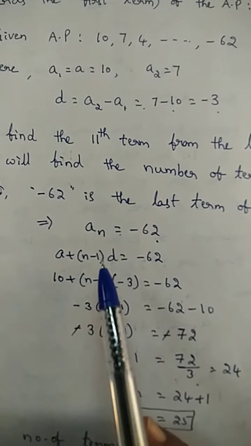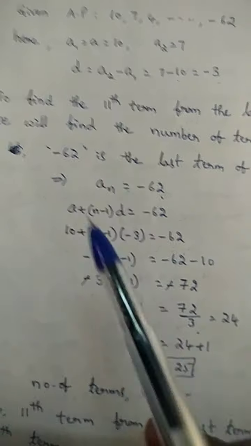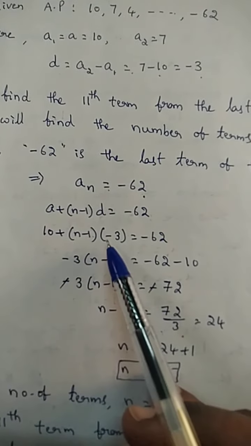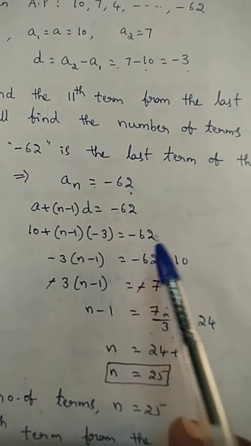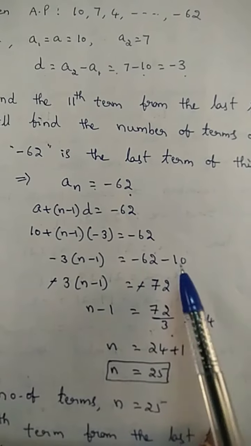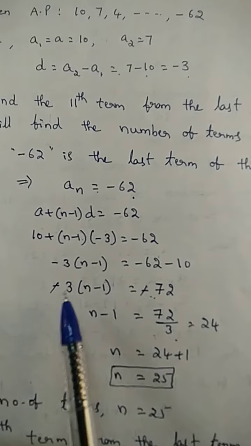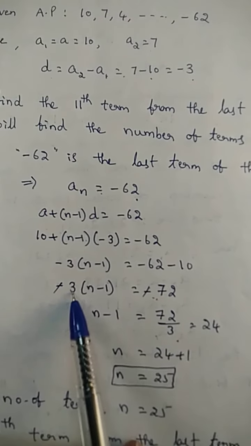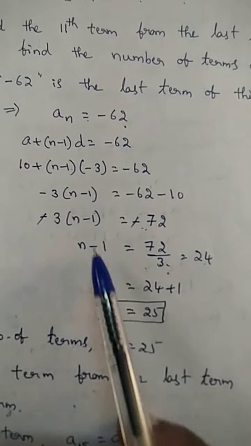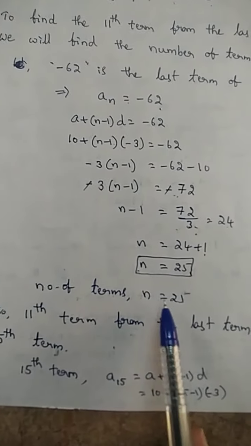An means the formula a plus n minus 1 into d is equal to minus 62. The value of a in the problem is 10, plus n minus 1, d is minus 3, equal to minus 62. Plus 10 is transposed to that side and changed to minus 10. Minus 62 minus 10 is minus 72. Both negative signs cancel. Then 3 is transposed and becomes a division. 3 24s are 72. Minus 1 transposed to that side gives 24 plus 1, so n is equal to 25. The number of terms is 25.